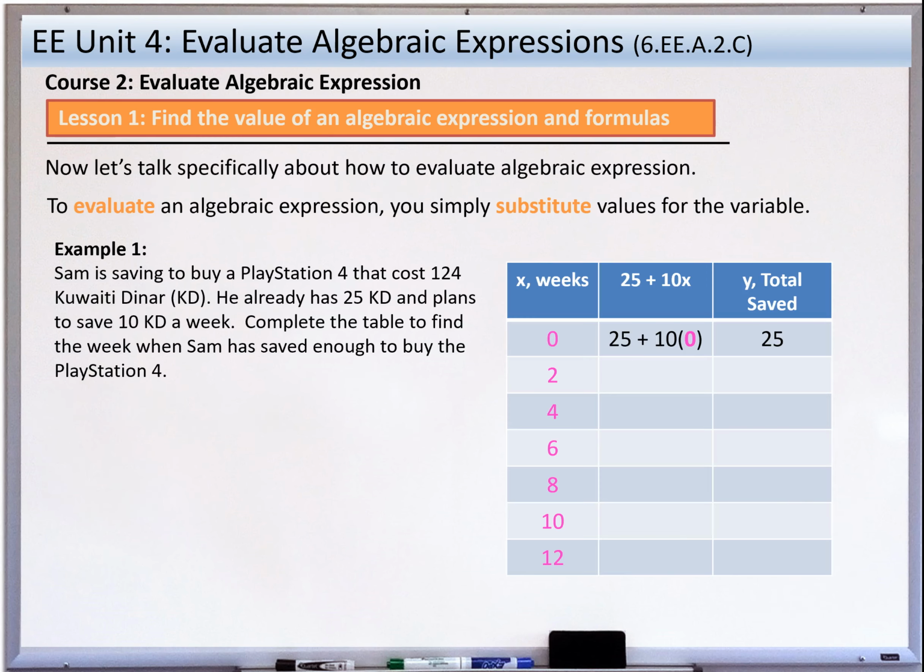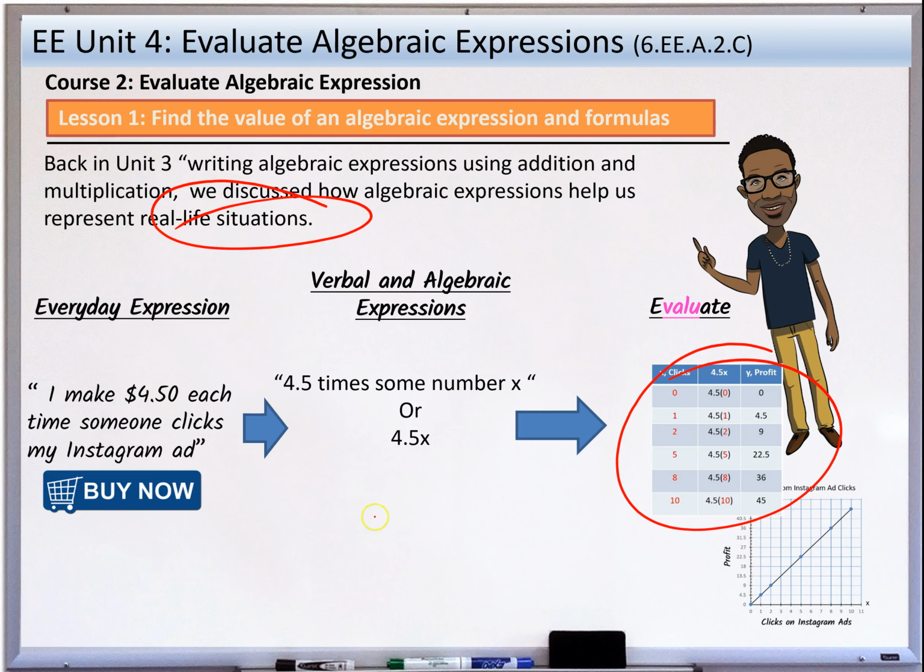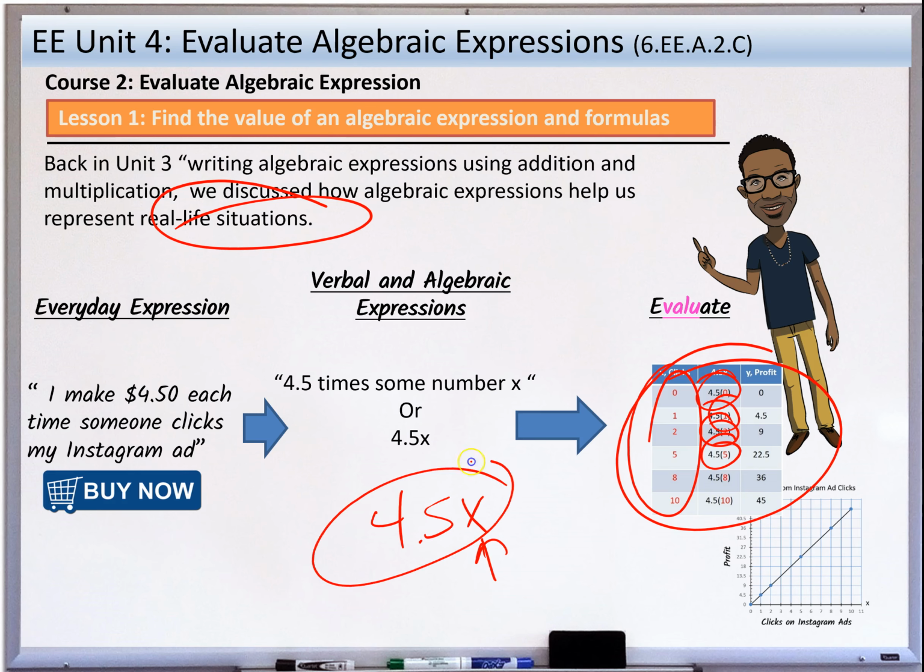So what exactly does evaluate mean? When we talk about evaluating an expression, we're simply talking about substituting values for the variable. I'll back up just a second. For example, we said $4.50 every time someone clicked your button. We didn't know how many times they clicked the button, so we either just randomly chose some numbers, or maybe these were really how many times somebody clicked your Instagram button.